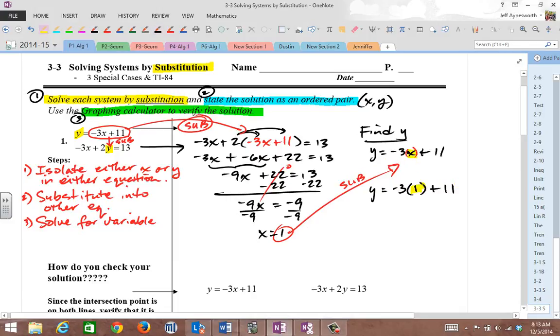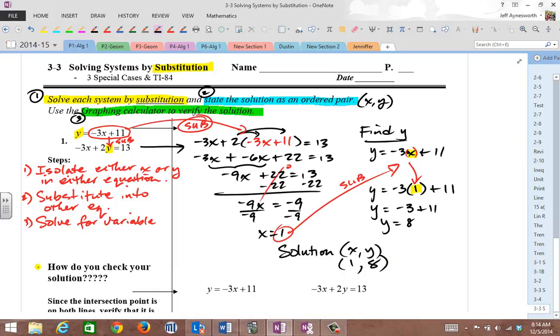So notice that I substituted that value in right here. We've already found that x is 1, so substitute 1 in, multiply by -3, and add 11, and you get the y value. So y is equal to -3 plus 11, which is equal to 8. So my solution as an ordered pair, which is always x comma y, in this case is 1 comma 8. Okay? And that's my solution to the system.